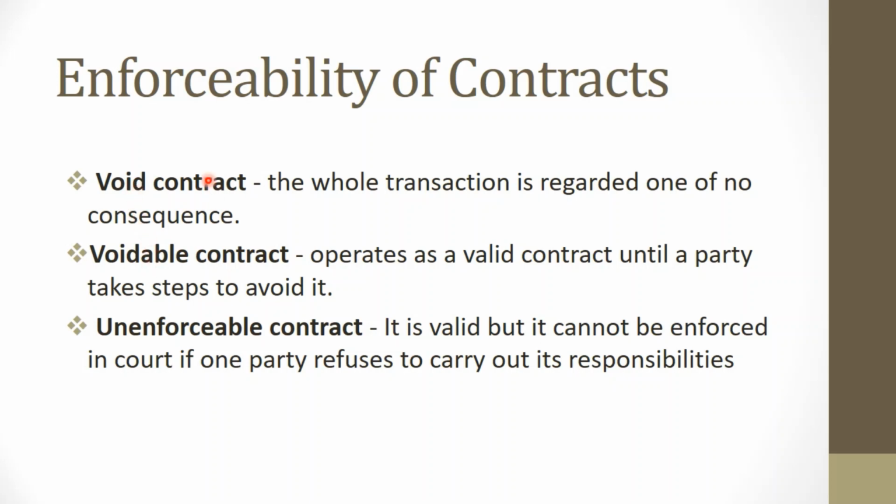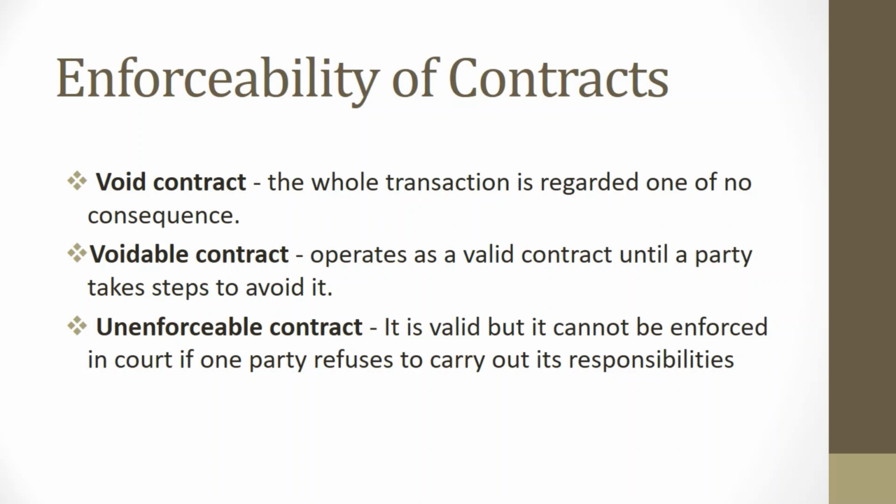So you see we have void, then we add voidable. So this is useless from the very beginning, while this can be valid until a party takes steps to avoid it. That's why we call it voidable. So it operates as a valid contract until a party takes steps to avoid it. Then lastly, we also have an enforceable contract, and this one is valid, but it cannot be enforced in court if one party refuses to carry out its responsibilities.